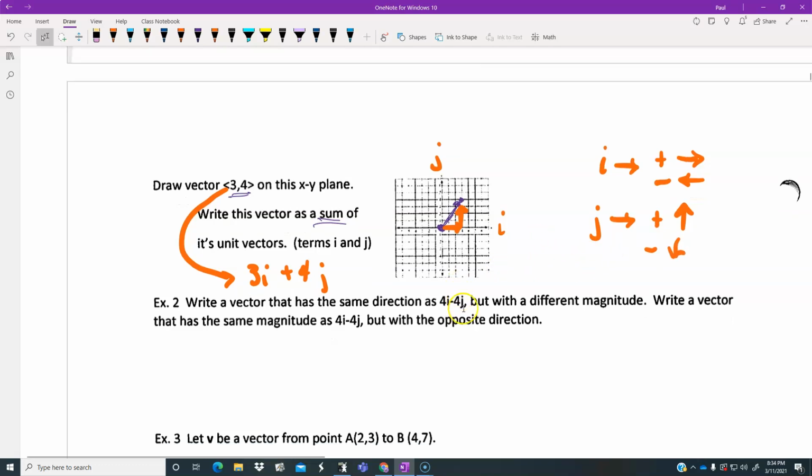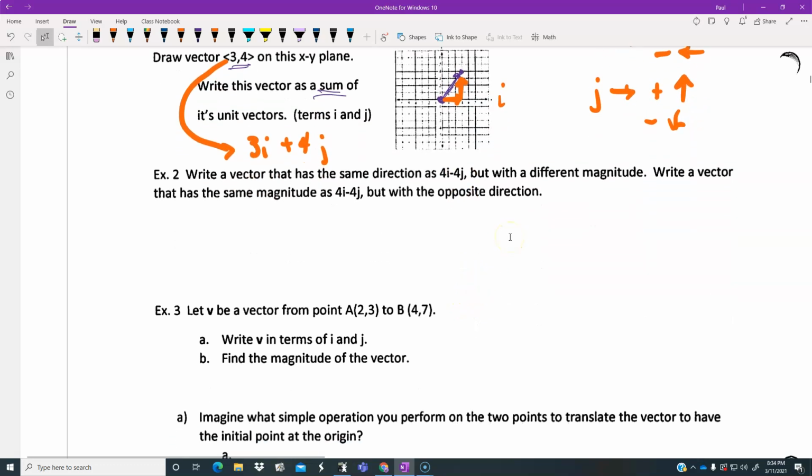Now, we're going to use that concept and think about direction and magnitude questions here in example number 2. It says, could you write a vector that goes in the exact same direction as 4i minus 4j? Now, I'm going to look at this guy right here, and I'm going to say, where the heck is 4i minus 4j? Well, that means it's in standard position.